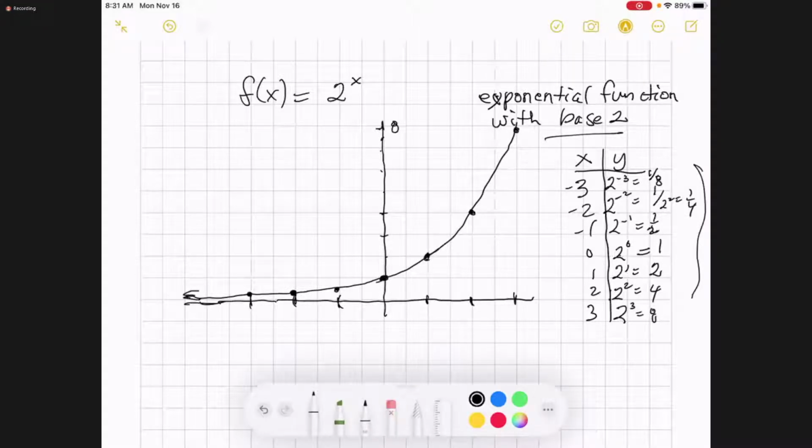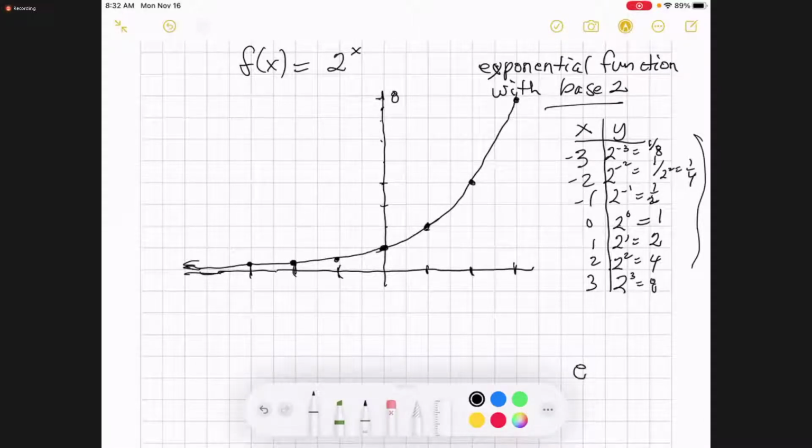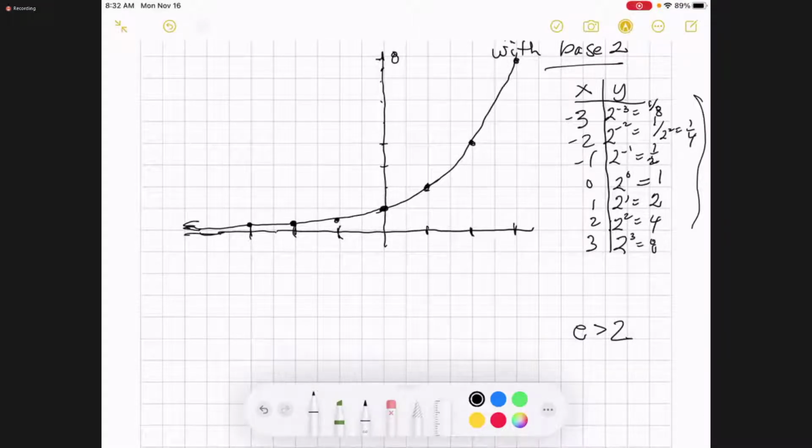Okay, well, it kind of looks like e to the x. It's not equal to e to the x. Let me try to compare. e is greater than 2, so e to the x is going to get big faster. Let's see if I can kind of roughly sketch. Well, e to the 0 is 1. This would be about up there, 2.7, e to the first power. This curve is going to sit above this one on the right and below this one on the left.